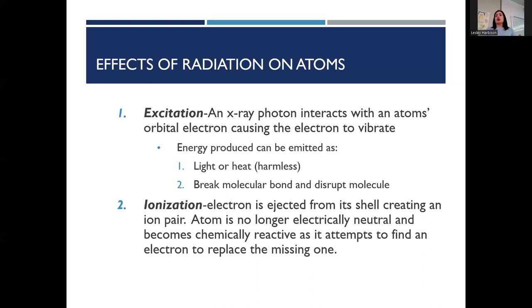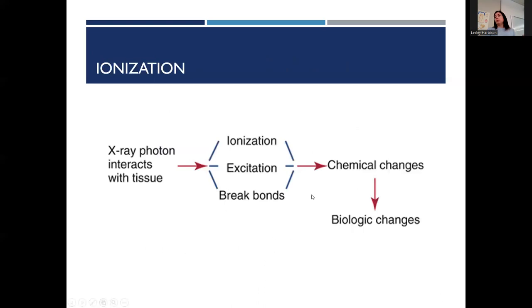So ionization occurs, excitation can occur, or, well, I guess the next one would be breaking the bonds, but I thought there was a different one on this slide. Anyways, this is just a little schematic that breaks it down. We have the X-ray photon that comes from the machine. We're going to get one of these three interactions. And I think the breaking of the bond actually comes from excitation, so those two are under the same heading. So we have ionization, excitation, either just a vibration and then it settles down, or the molecular bonds actually break.